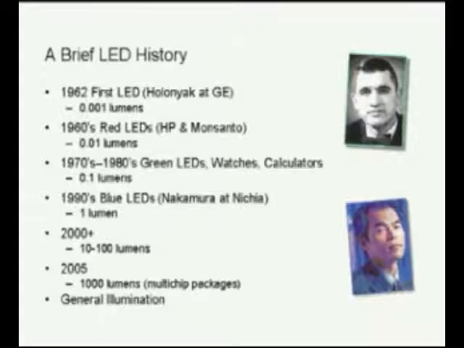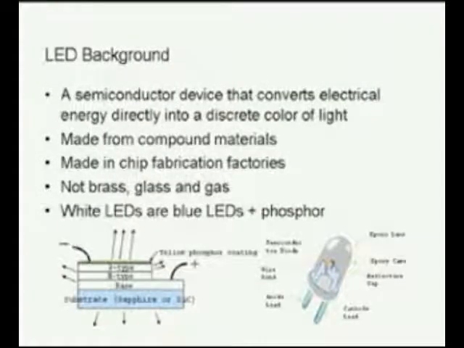By the year 2000, the output of these devices had increased such that the packages, in some cases multi-chip devices, were able to put out over 10, up to 100 lumens in a single package. And by 2005 and currently, we're seeing multi-chip packages producing in excess of 1,000 lumens each, and at this point can be considered for use in general illumination. This is a big step and quite a bit of work.